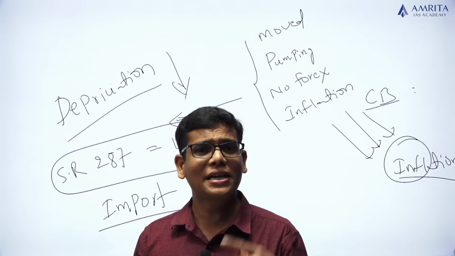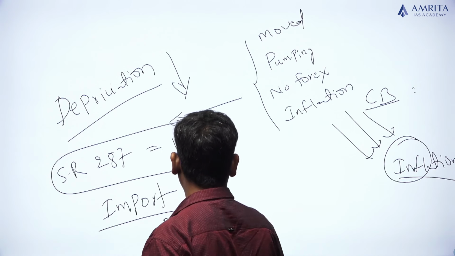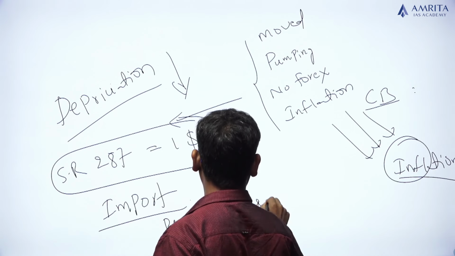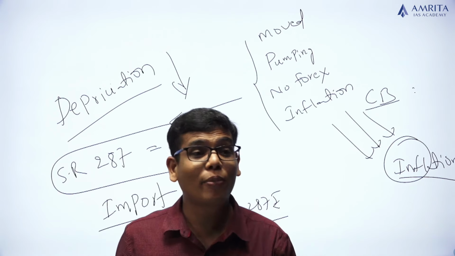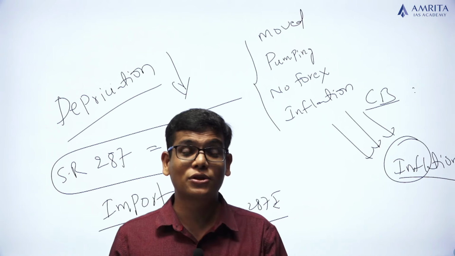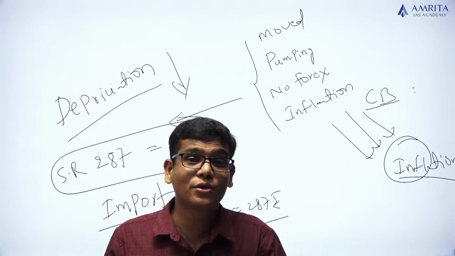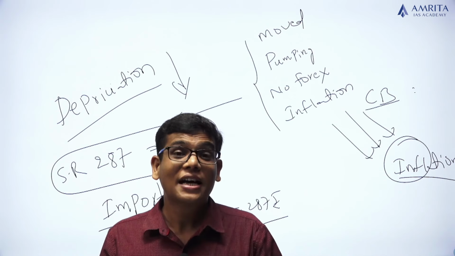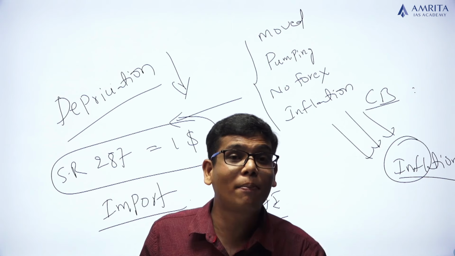Just assume I am importing a pen. Just the pen cost, just assume $1, and you have to pay 280 rupees now. That is the reason why they are not in a position to import the vegetables. They are not in a position to import the cereals. They are not in a position to import the dairy products. Finally, they are not in a position even to import the paper and ink.